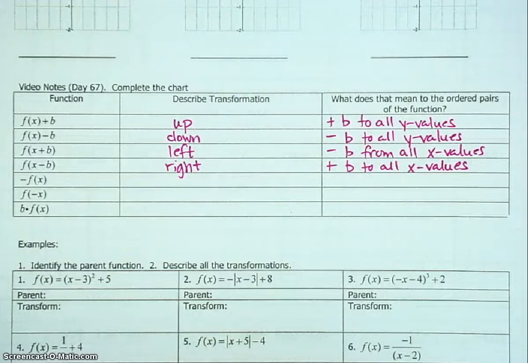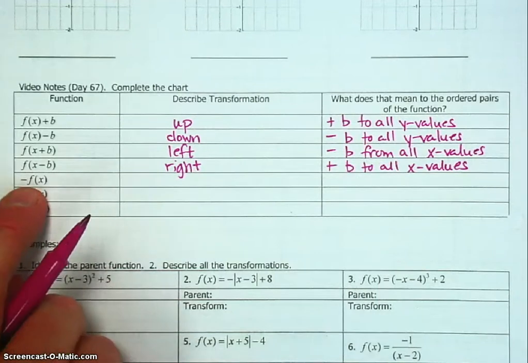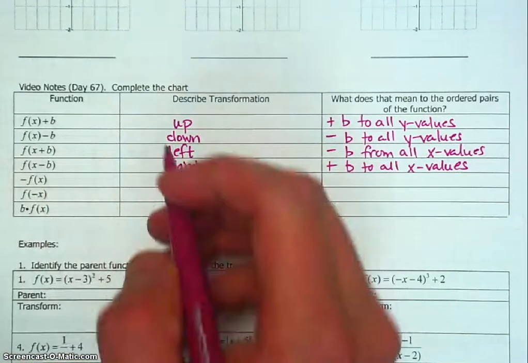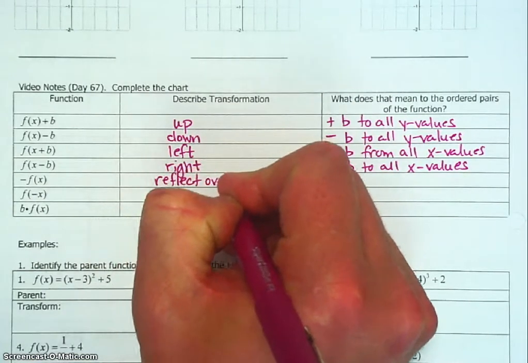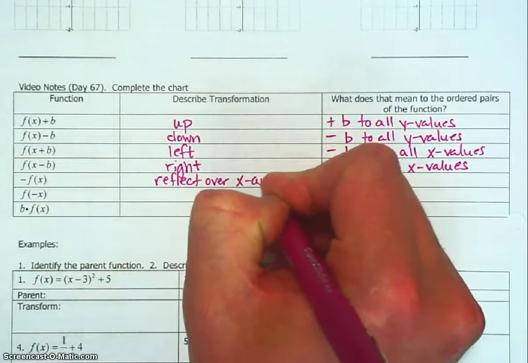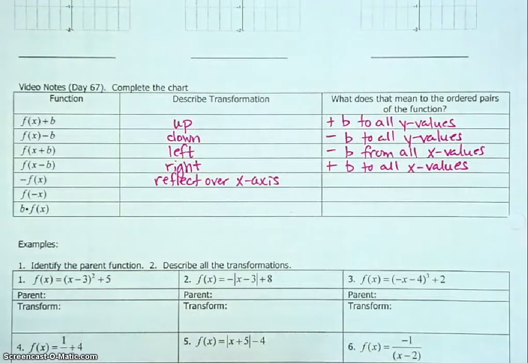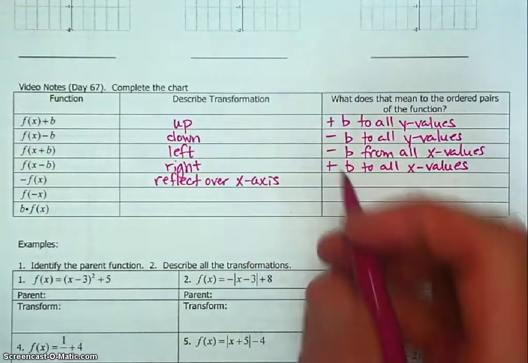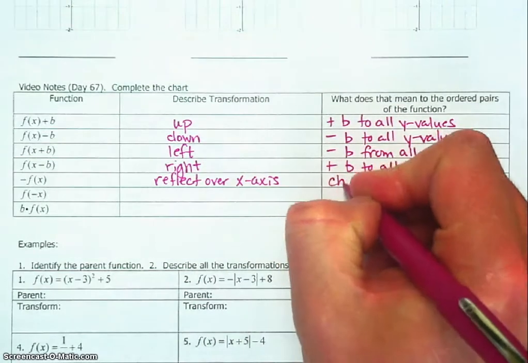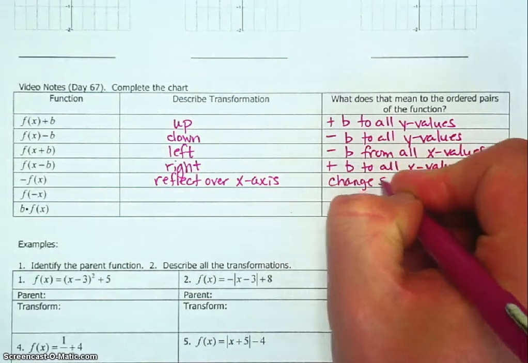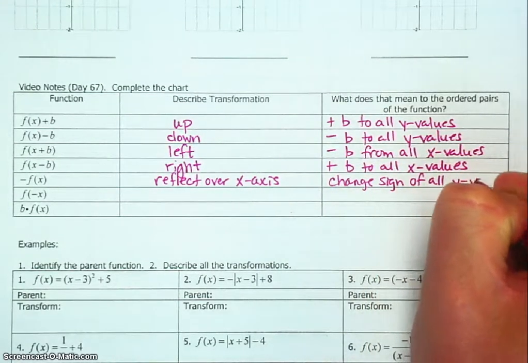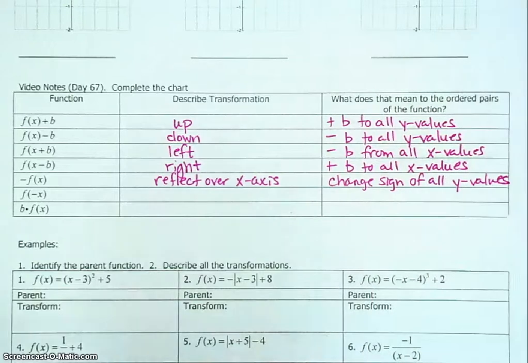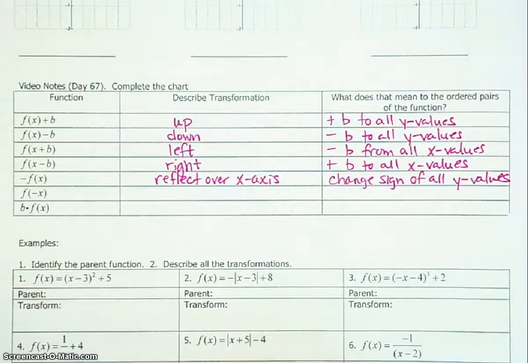All right? And then here, the next one, we have a negative out in front. What that means is that we're going to reflect over the x-axis. Okay, and when you're reflecting something over the x-axis, what happens is you actually change the sign of all the y values. It's kind of opposite maybe of what you'd think there. When you reflect over x, you're actually changing the sign of y's.